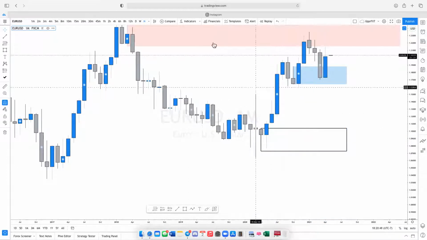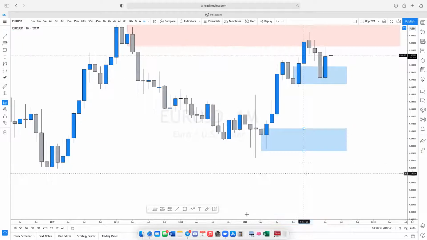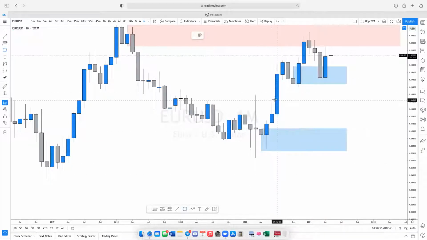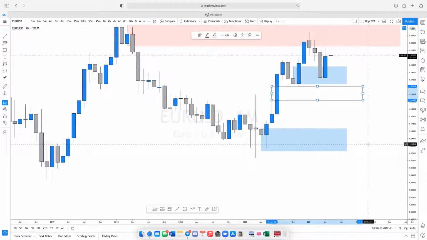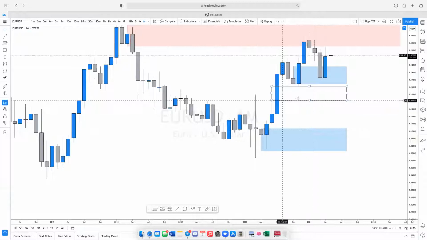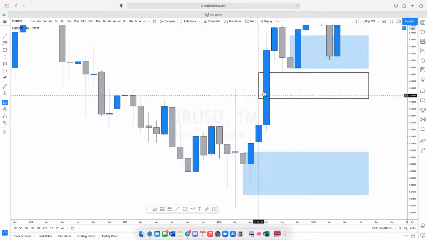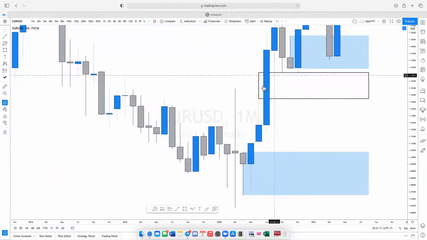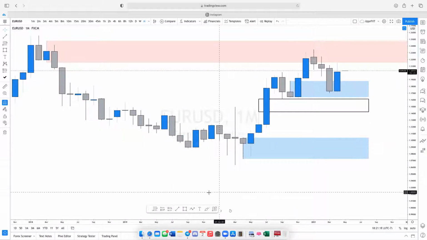Oh, I changed the wrong box. Higher time frame. Okay, that's my imbalance, right? Because there's no price action in this candle, no wicks, an imbalance of price. No wicks in there yet. So this is a potential point of interest.